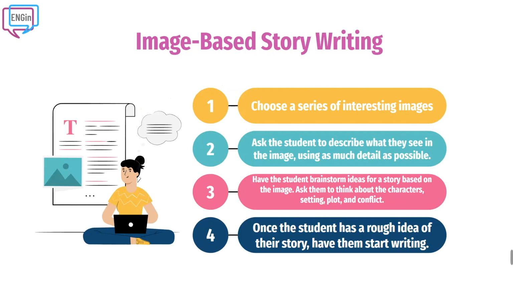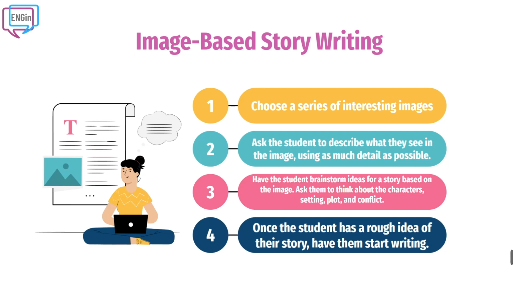Image-based story writing. Choose a series of interesting images. You can pick up a theme for the images or just choose a variety of interesting pictures. Show the images to the student and have them choose one or two that they want to write a story about. Ask the student to describe what they see in the image using as much detail as possible. Encourage them to use descriptive language to paint the picture with words.